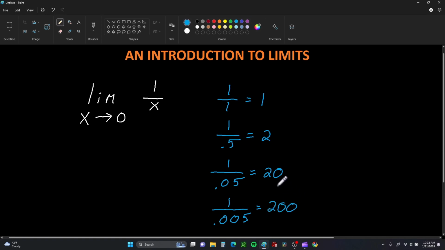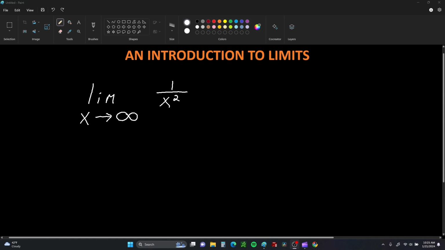So what happens as x approaches 0, the value of this function is going to approach infinity. And that's the solution for this one. So the limit as x approaches 0 of 1 over x is infinity. Here our limit, instead of going to 0, is going to infinity.